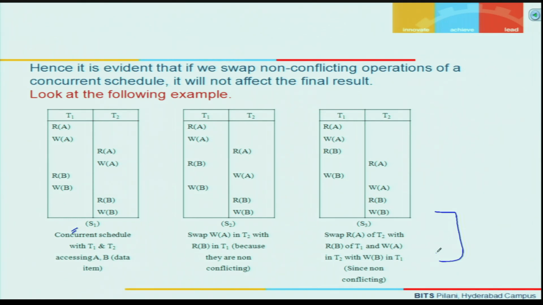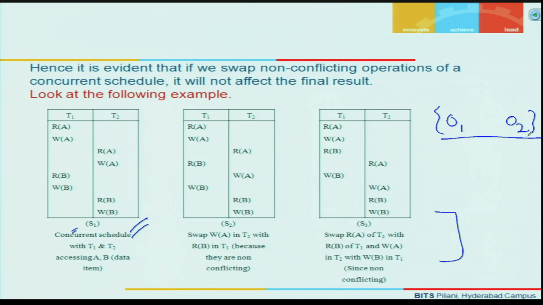Hence it is evident that we can swap non-conflicting pairs of operations of a concurrent schedule, and it will not affect the final result. Suppose this is the concurrent schedule, and I find two operations, operation 1 from T1 and operation 2 from T2. If they are non-conflicting, that is, if they are on different data items, there is no problem, they are non-conflicting, and if both of them are reading, then also there is no problem, they are non-conflicting.